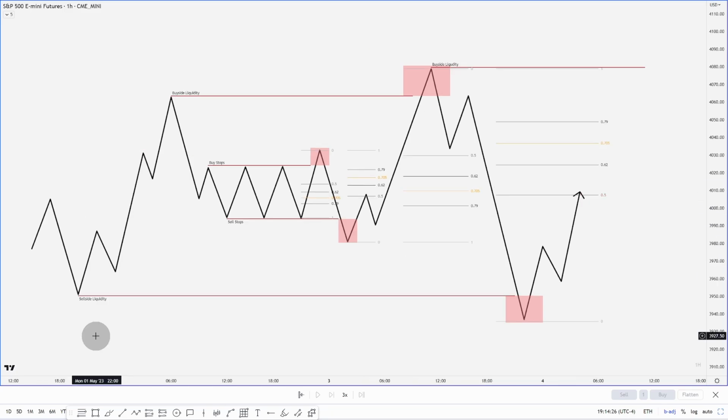Looking at the rest of the examples in the diagram, you can see for this first deviation from the range, I'd be looking for the equilibrium right here, OTE, and then the sell stops resting below. This deviation from the range, I now look for an equilibrium of this price leg down, an OTE, and then the buy stops resting above here. For this one, I'd be looking for an equilibrium of this range, OTE, and then the sell stops resting below here.